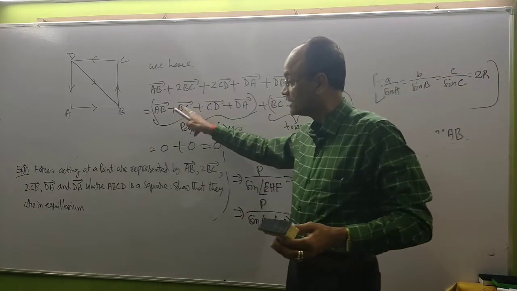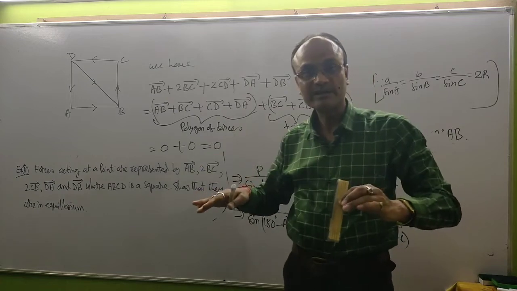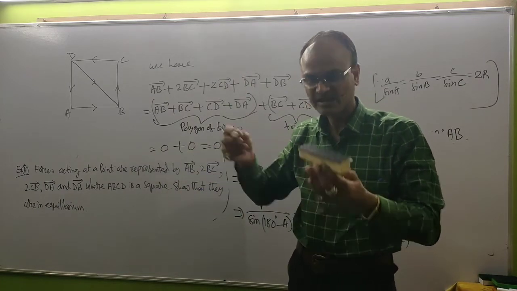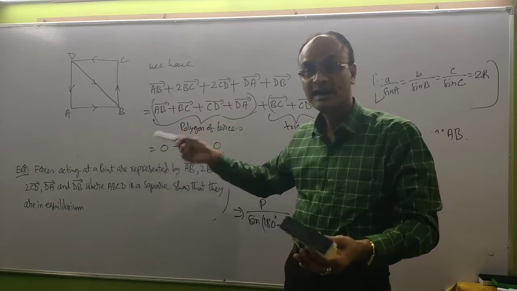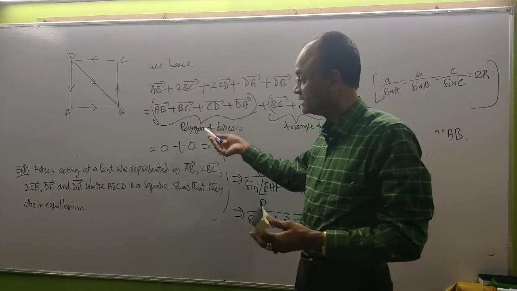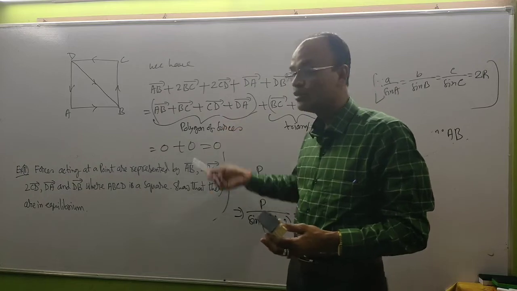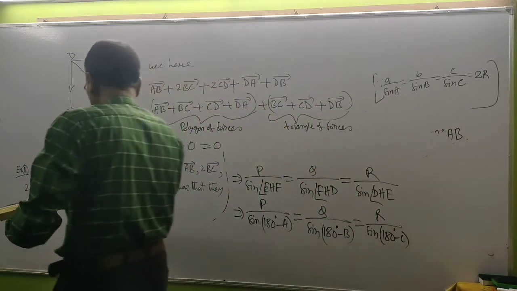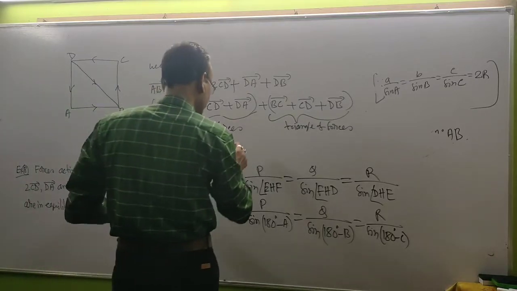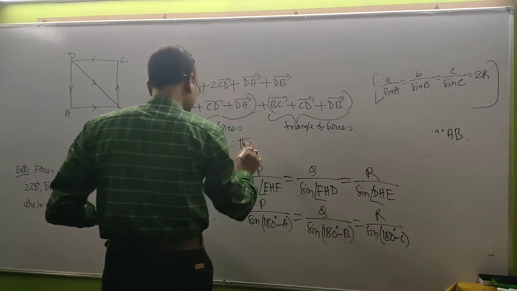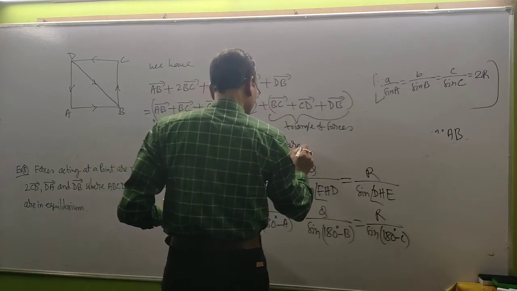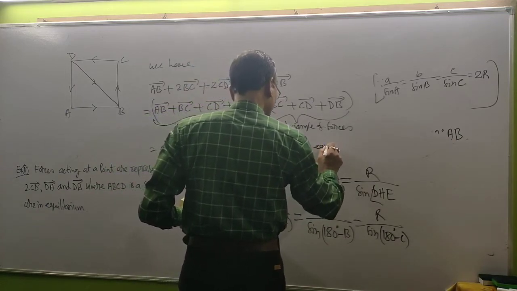Also, these four forces acting at a point are represented by the sides of a square, sides of a polygon taken in order. By the law of polygonal forces, the forces will be in equilibrium. Therefore, the forces are in equilibrium.